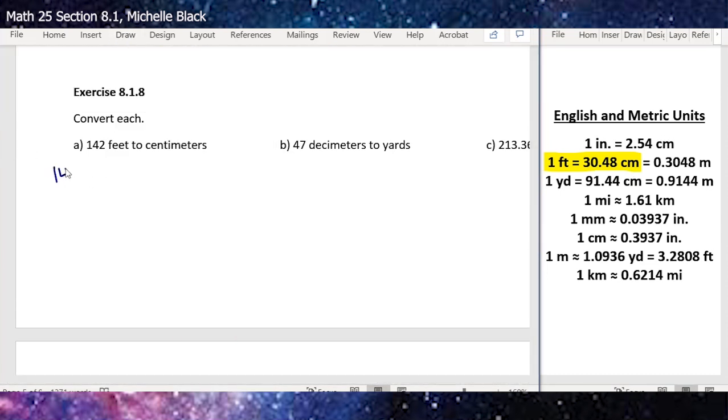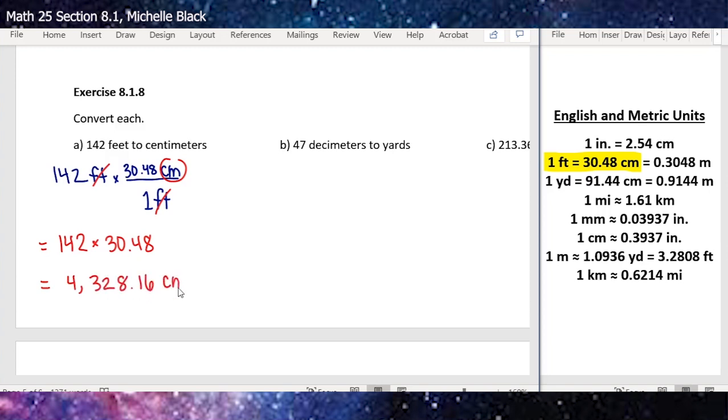Starting with what you were given, which is 142 feet, you want to multiply by a unit fraction that will simplify the feet. So I need feet to be in the bottom, and I want to go to centimeters. So that means I have 1 foot on the bottom, which is the same as 30.48 centimeters. Feet simplify, and what we're left with is 142 times 30.48, and the units we have are centimeters. And plugging that into your calculator, you get that 142 feet is the same as 4,328.16 centimeters.